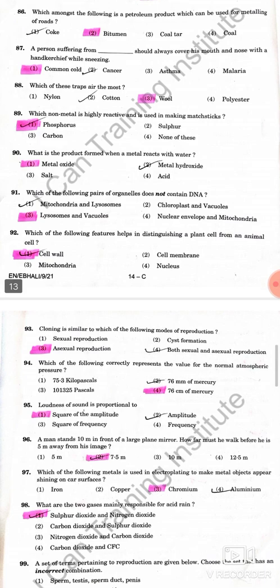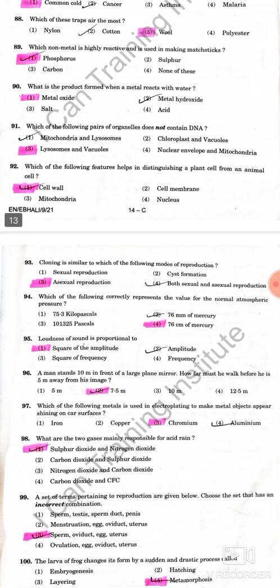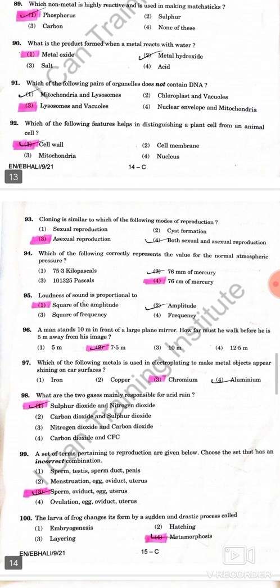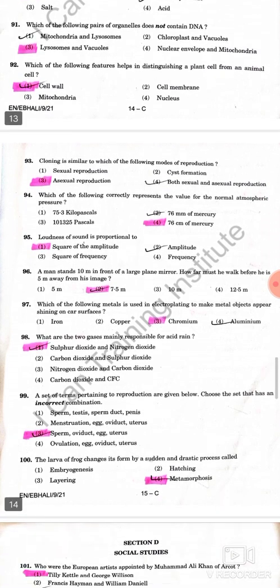And the answer is option number 1. Which of the following pairs of organelles does not contain DNA? And the answer is option number 3. Question number 92. Which of the following feature helps to diagnose a plant cell from an animal cell? And the answer is option number 1.